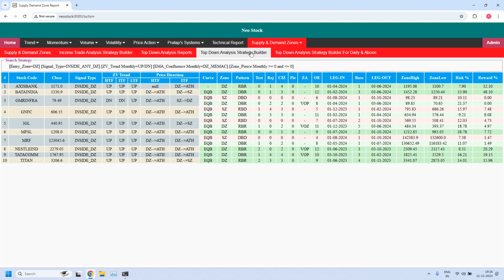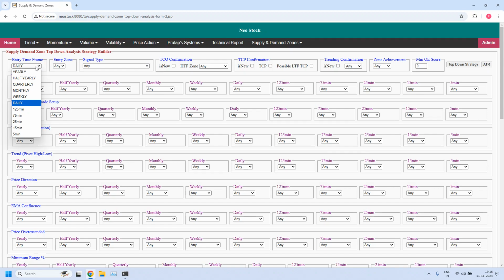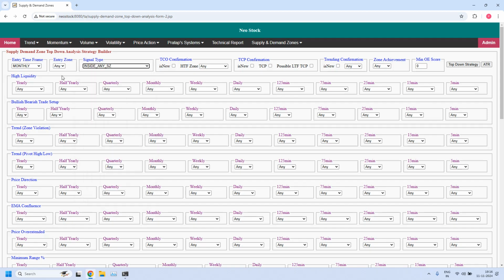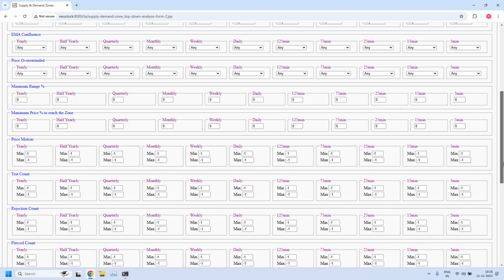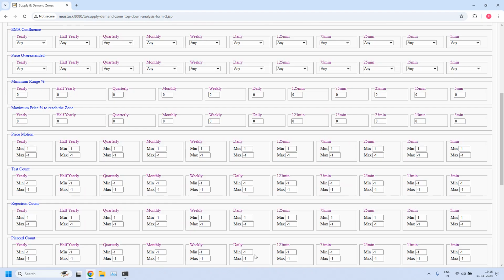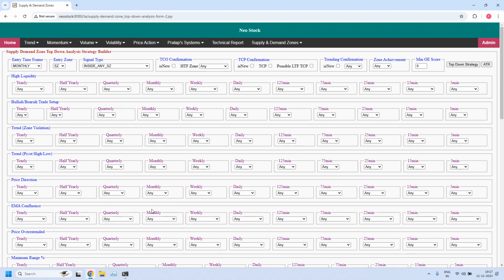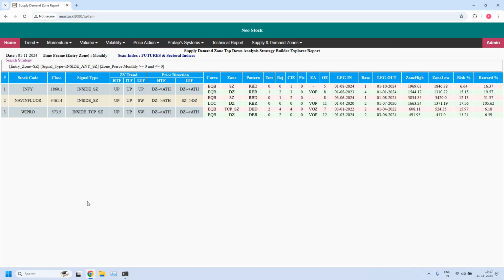Okay, next for monthly time frame, let's find the stocks where price closed inside monthly supply zone. And these supply zones, monthly supply zones, should not be pierced. So in the pierced count at monthly time frame, I am setting minimum value 0, maximum value 0. We got 3 stocks.